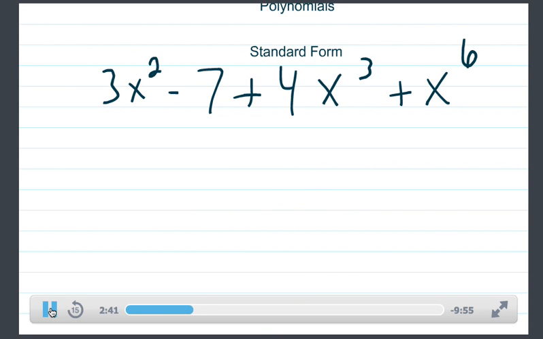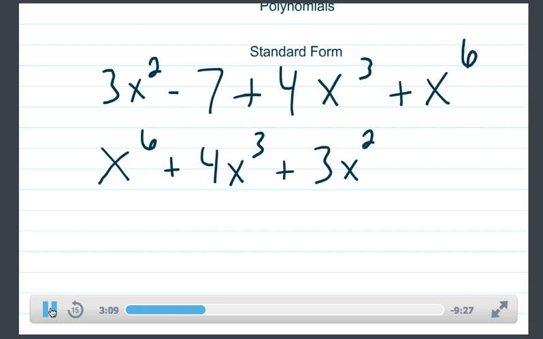The standard form for writing a polynomial is to put the terms with the highest degree first, followed by terms in decreasing order. So, for me to change this polynomial to standard form, I would change it to x to the 6th plus 4x to the 3rd plus 3x to the 2nd minus 7. This is the standard form.